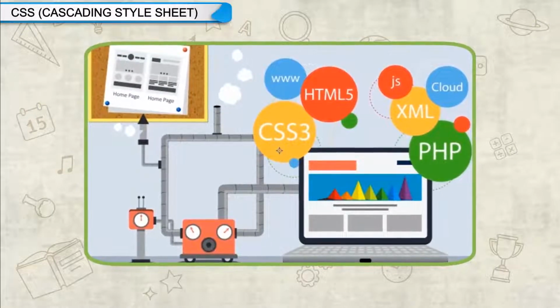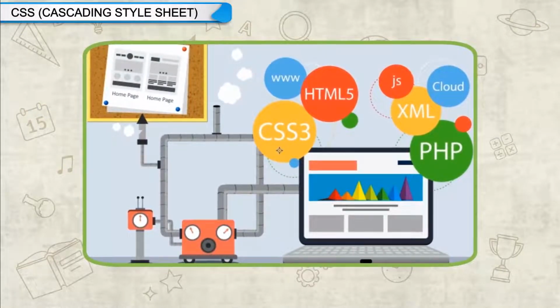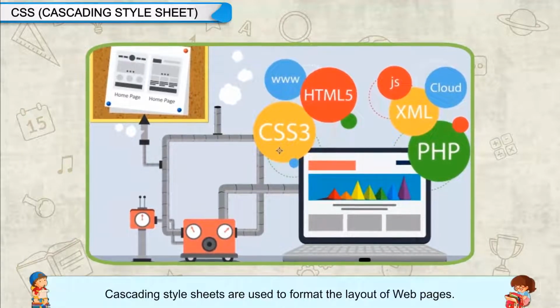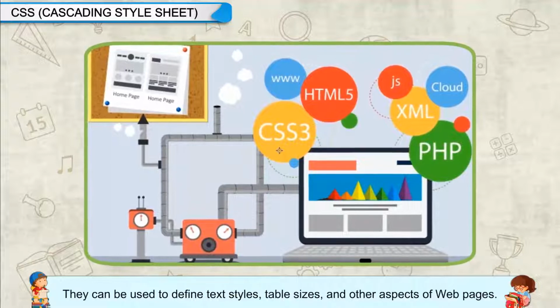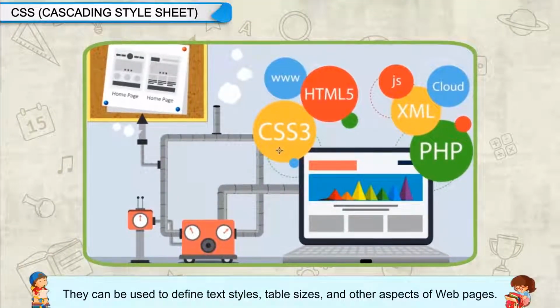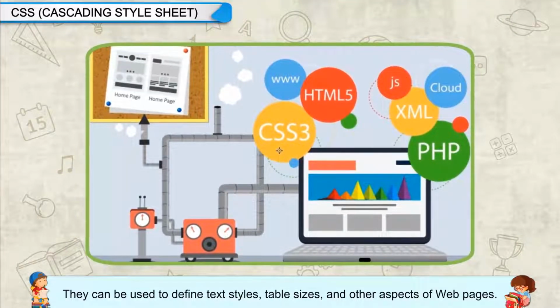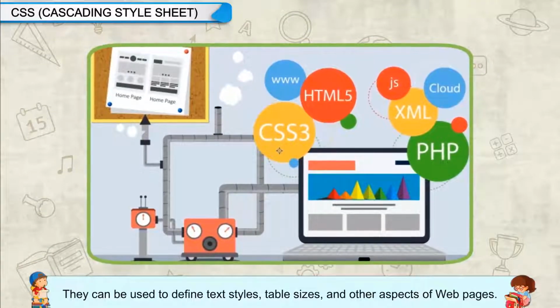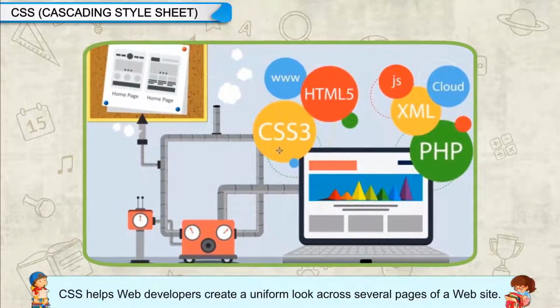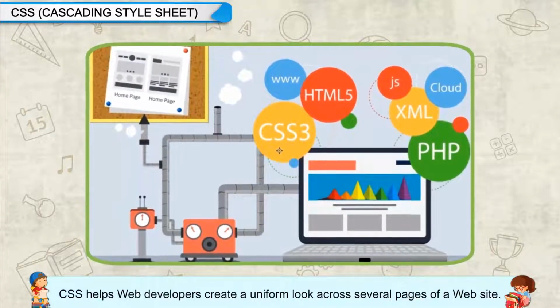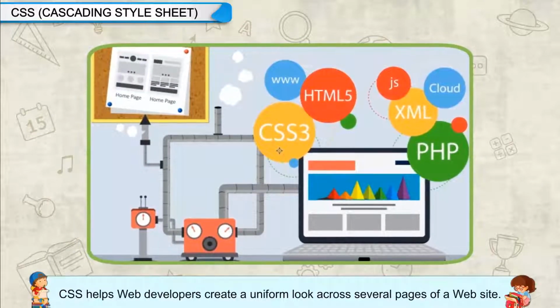CSS, Cascading Style Sheet. Cascading style sheets are used to format the layout of web pages. They can be used to define text styles, table sizes, and other aspects of web pages. CSS helps web developers create a uniform look across several pages of a website.